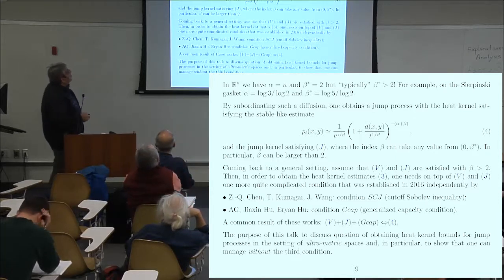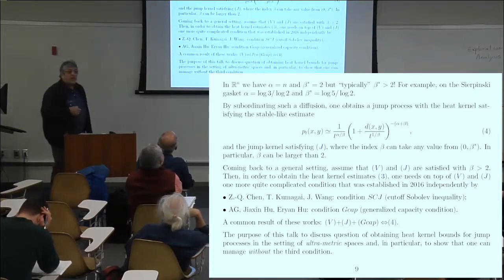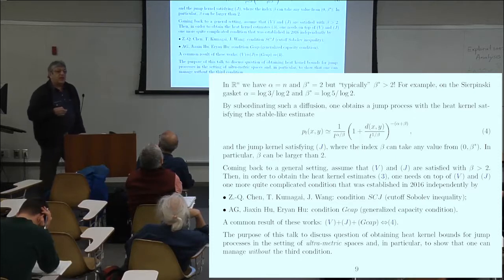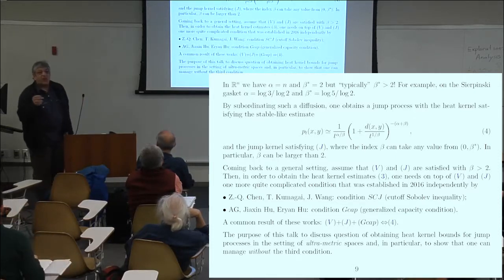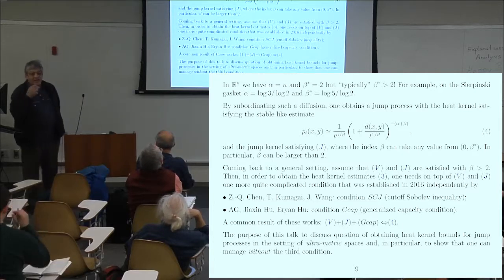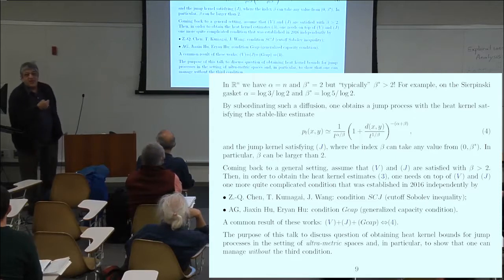And for example, on Sierpinski gasket, beta star is log 5 over log 2. On Sierpinski carpet, the exact value is not known, but it's about 2.09 or something. Well, larger than 2. On all reasonable fractals, it is strictly larger than 2. Exactly 2 is really like the Euclidean situation.